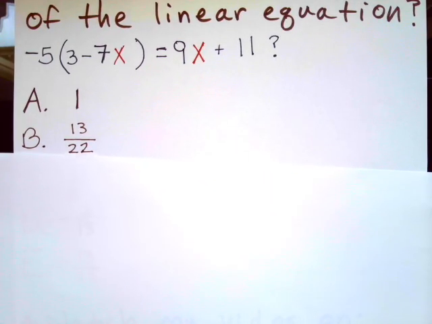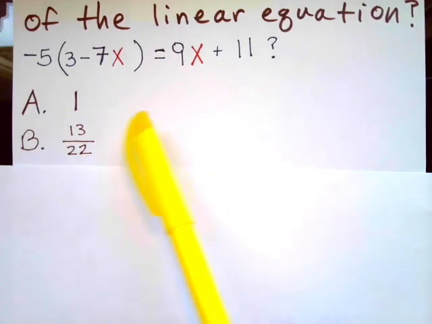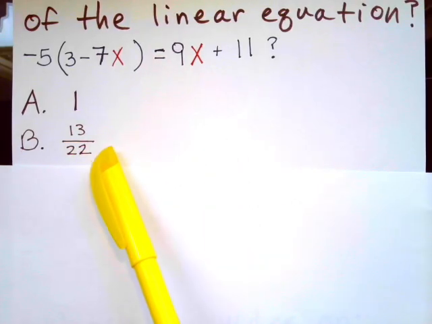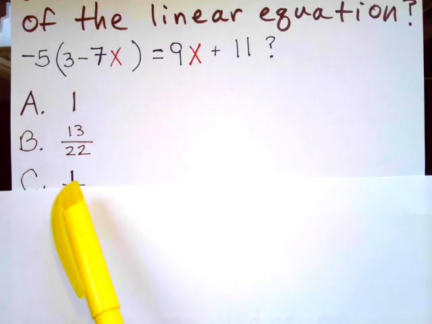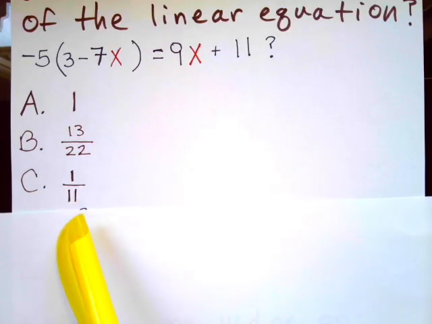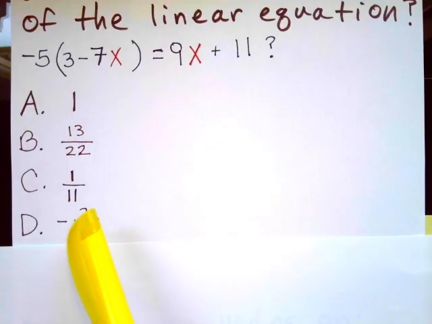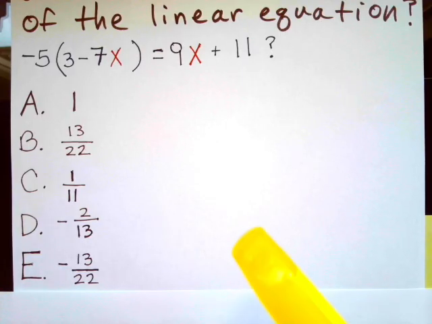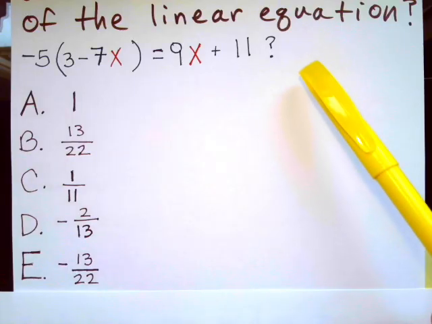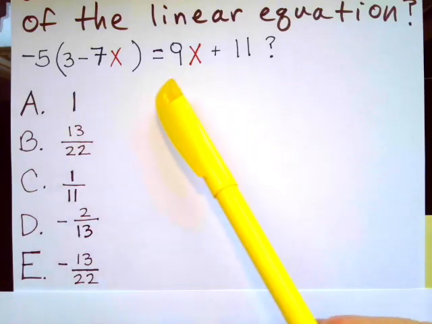A is x equals 1, right? B, x equals 13/22, or 13 over 22. C is 1/11. D is a negative 2/13. And E would be a negative 13 over 22. So here we have the options. You have the question. We're going to solve for x.